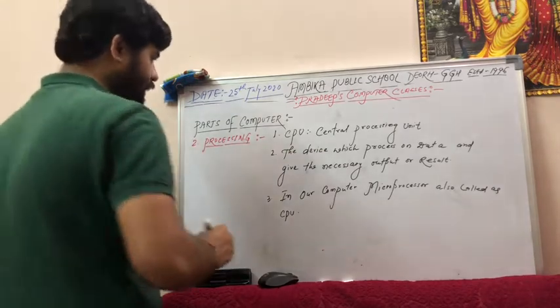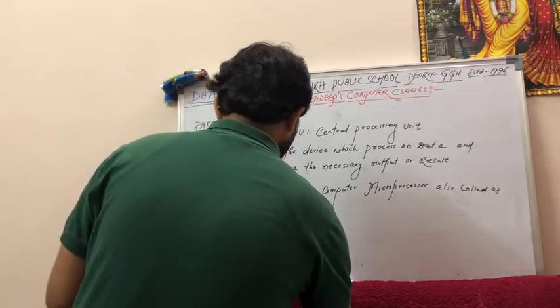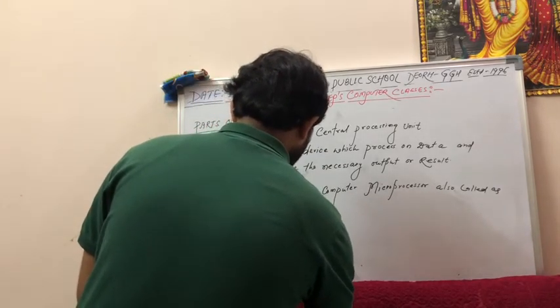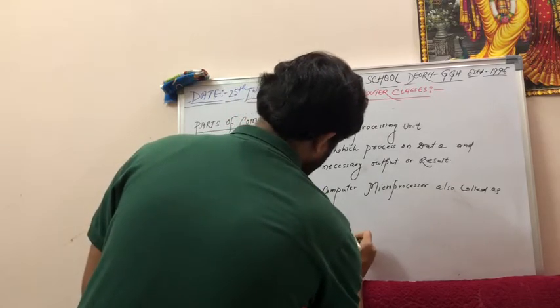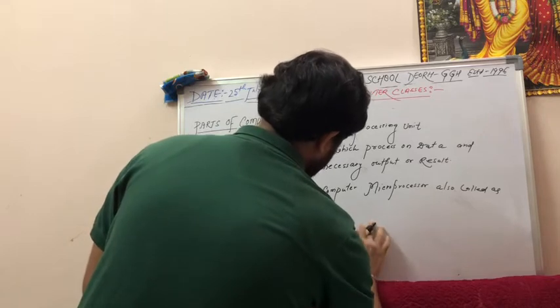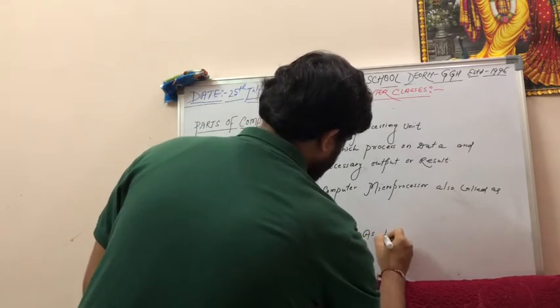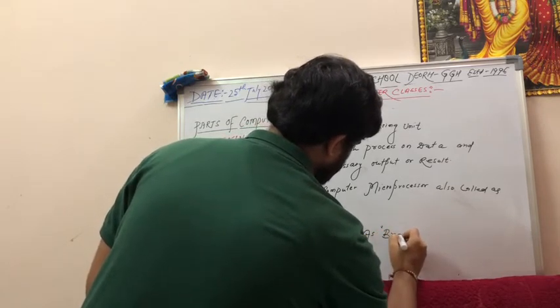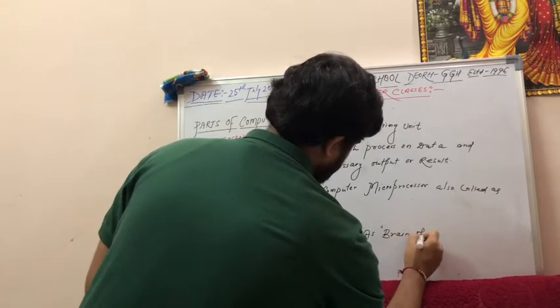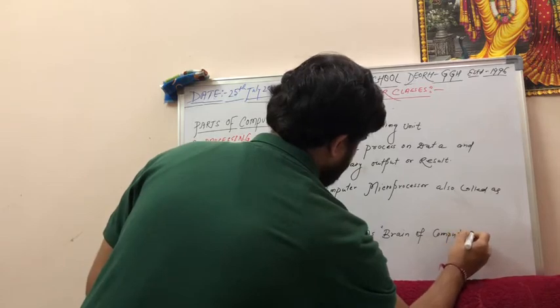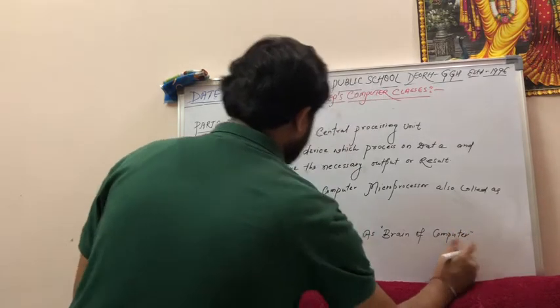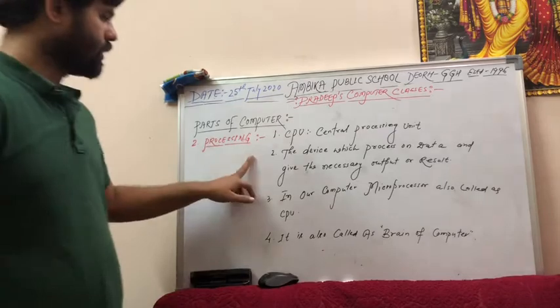Fourth point, it is also called the brain of the computer. Okay. See, I have written 4 points. This is the basic point.